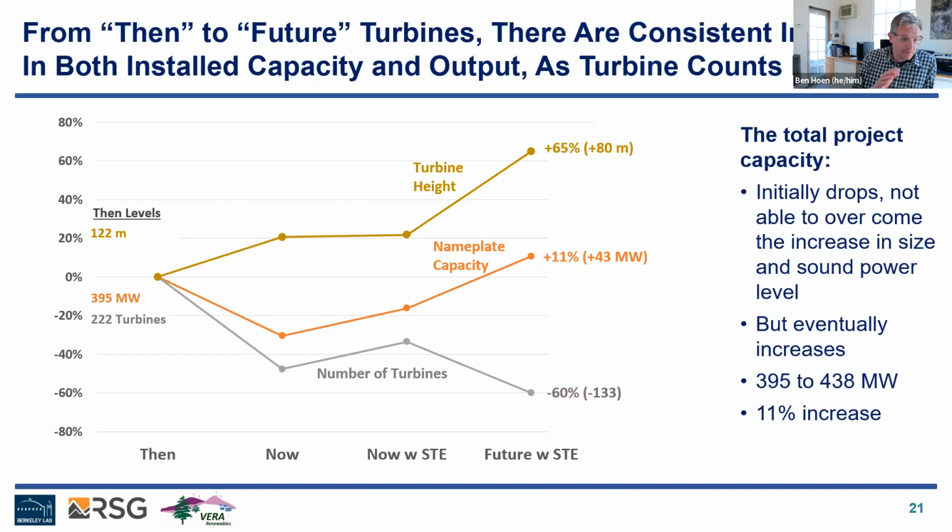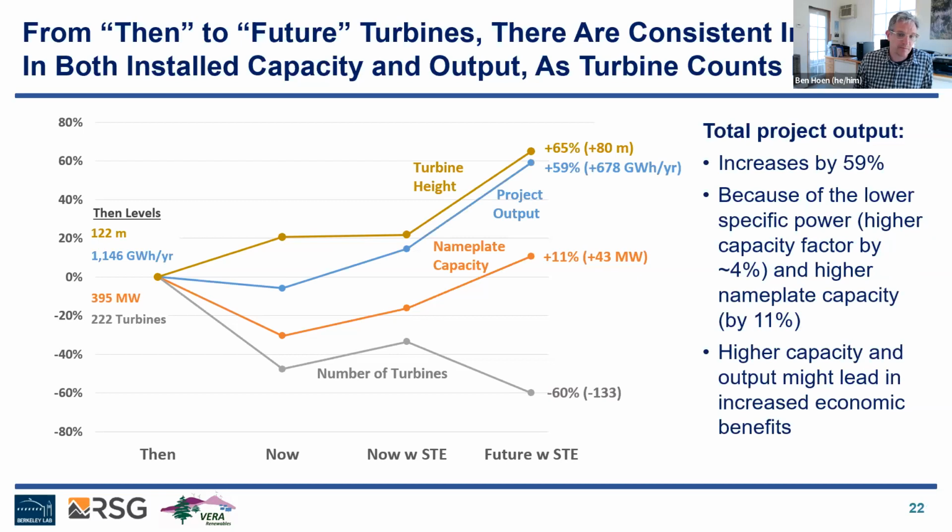We see as we move from the then period through the now, and now with serrated trailing edges and future with serrated trailing edges, that we have an initial dip in the nameplate capacity, which is the total nameplate capacity for the project by basically adding up every turbine and its individual capacity, to an increase in nameplate capacity in the future period by roughly 11%. So even though we're dropping the number of turbines, we still see an increase in total installed nameplate capacity. But the big increase comes from project output.